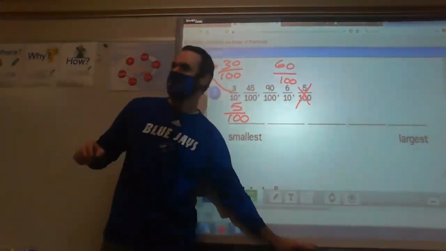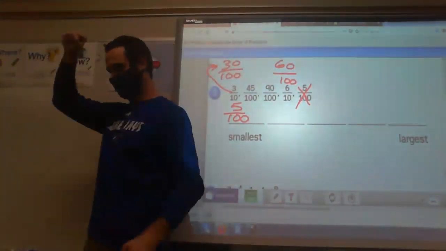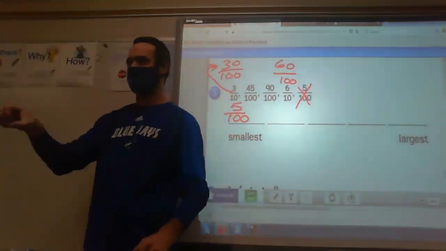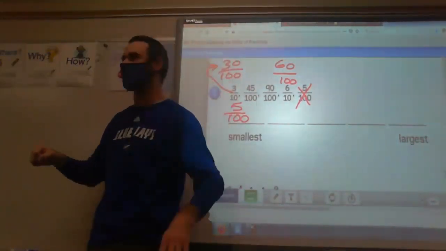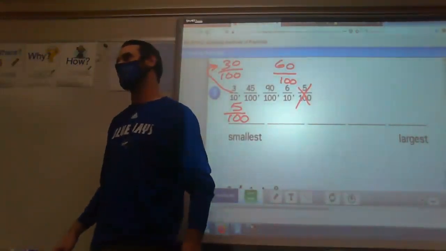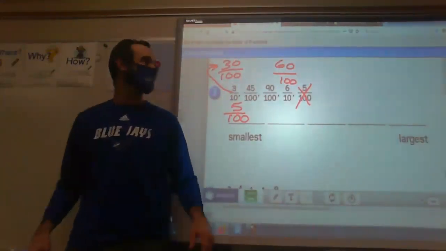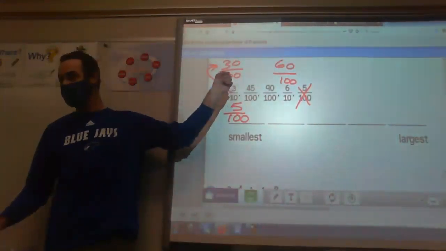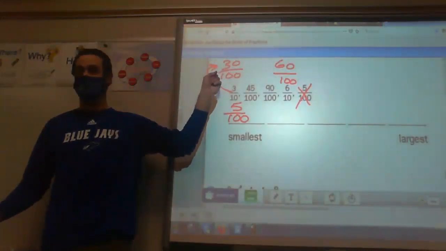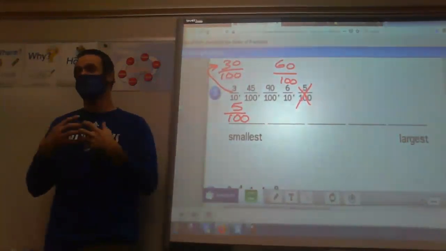Braylon, I walk over with 90 pennies and I plop them down in front of you in one pile, and I take 30 pennies and I plop them down in another pile. Which one is bigger? Okay, so this one's smaller, yes? Okay, we're really struggling with this, and I'm not sure where the breakdown is.